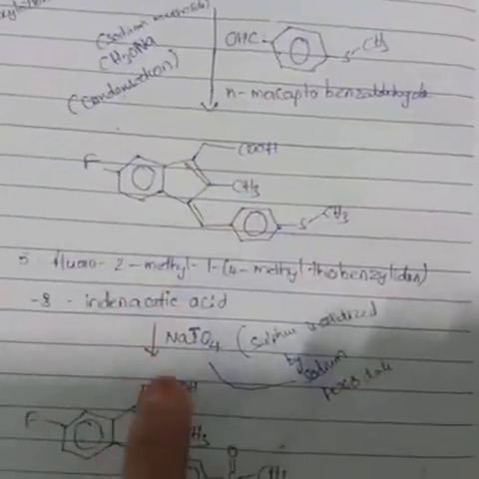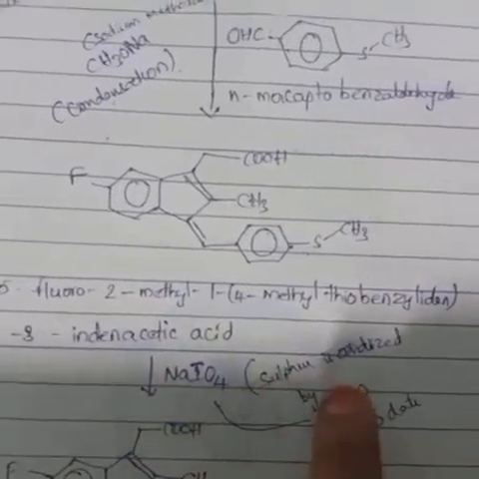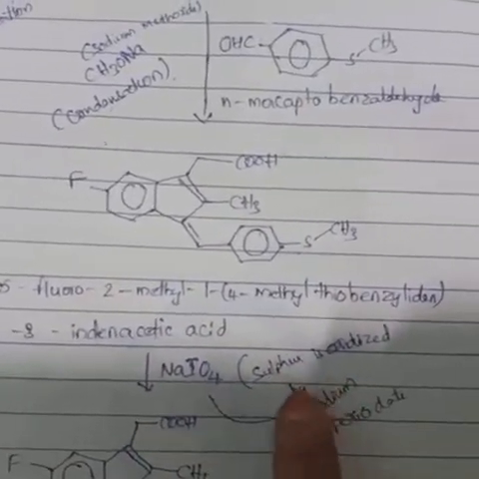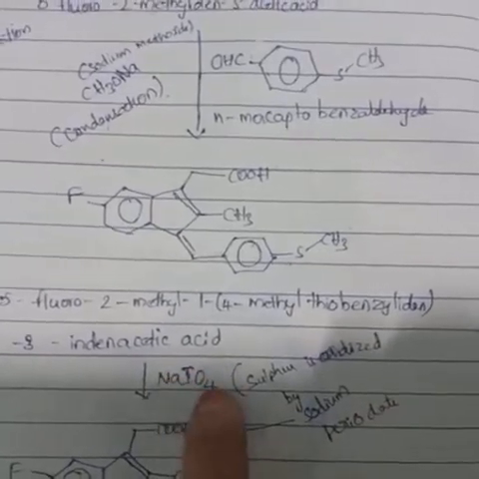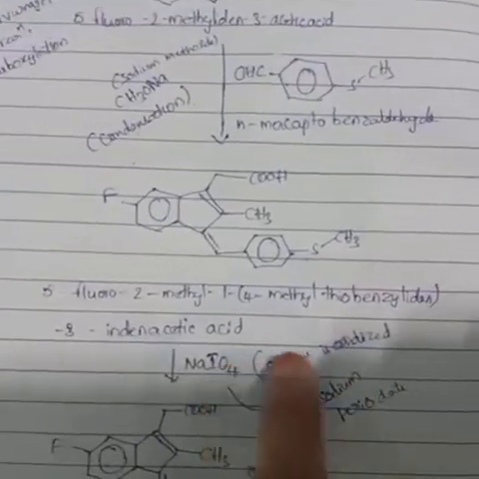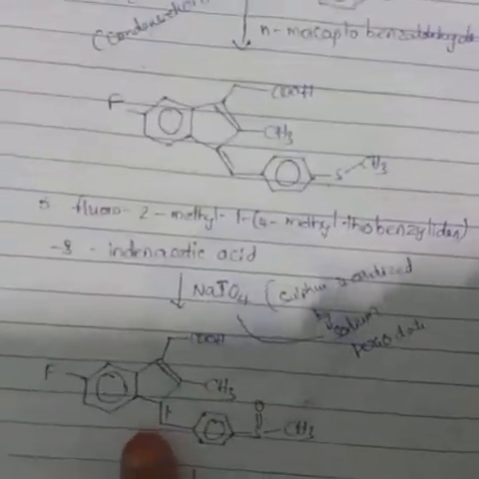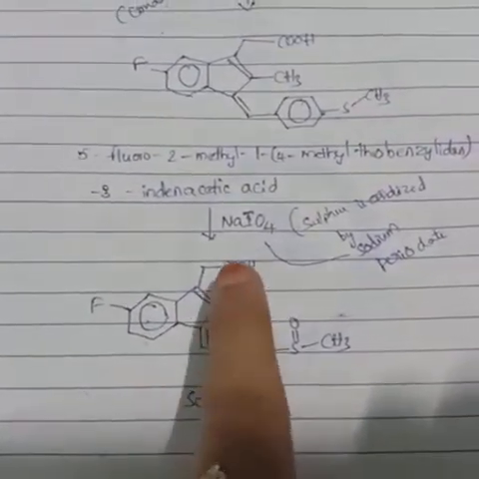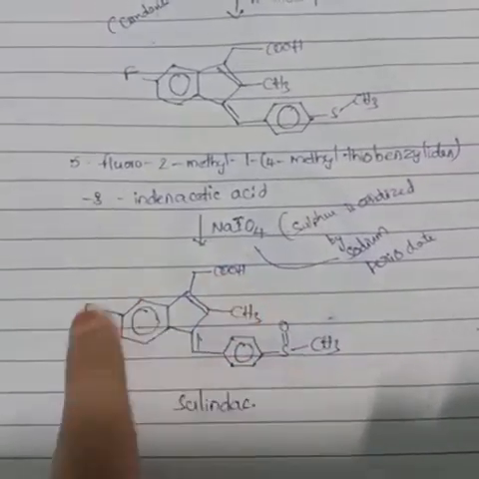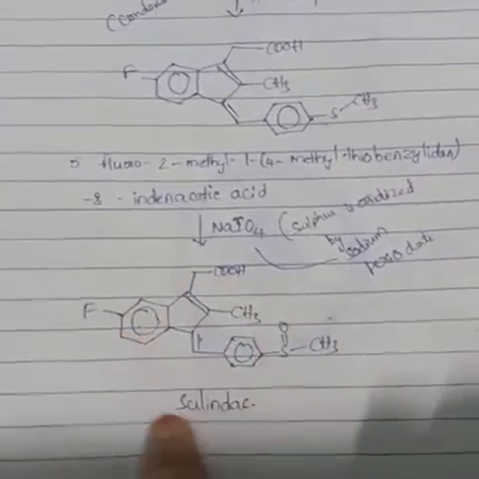This intermediate, in the presence of sodium periodate. Here sulfur is oxidized. See here, finally we got Sulindac. This is the structure of Sulindac.